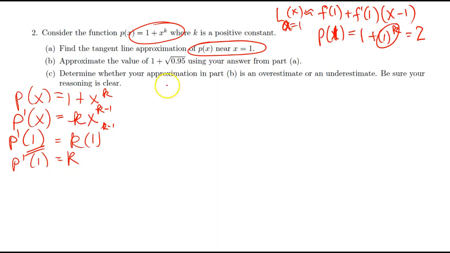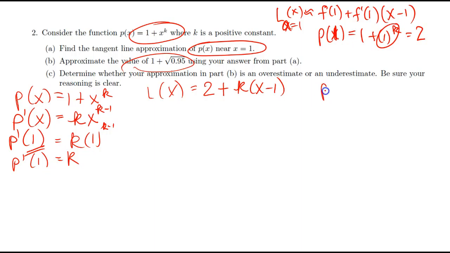So my linear approximation looks like this: f of 1, which is 2, plus f prime of 1, which is k, times x minus 1. That is the linear, tangent line approximation. Okay? Now, approximate the value of this using your answer.